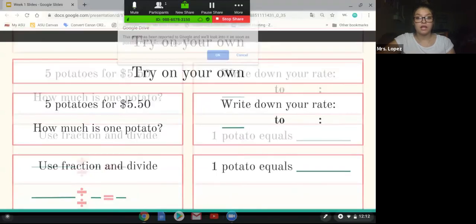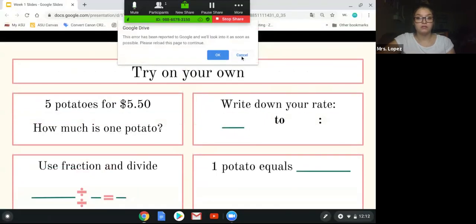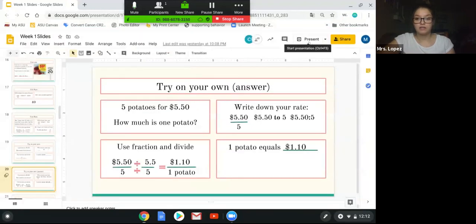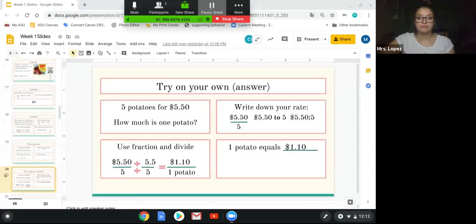So going to the next slide here, we have this. Let me present it again. Okay, we'll just use the screen right here. So we have 5 potatoes for $5.50. So $5.50 needs to go on the top and the 5 potatoes to the bottom. Or it's $5.50 to 5 potatoes or $5.50 colon 5.